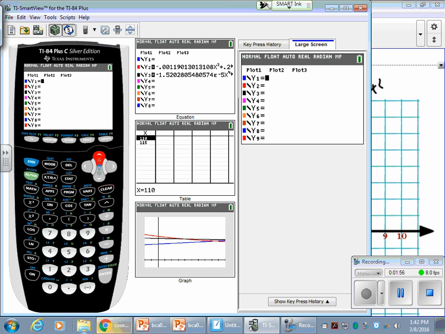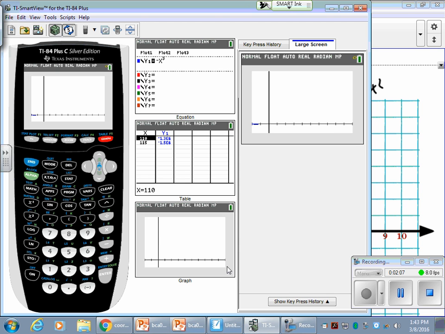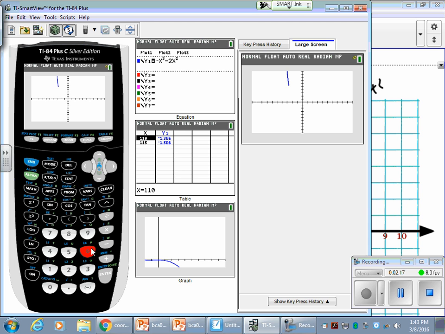Negative x cubed, I'm looking for at most 3 zeros and 2 turns. Let's just see what it looks like and see if I can get an idea. Oh, my window's not very good. Let me fix this window. If you hit zoom and then 6, it takes you to a standard window, which should be a good start. And that looks pretty good to me. So I see a 0 at negative 2 and 1 at 0, probably.